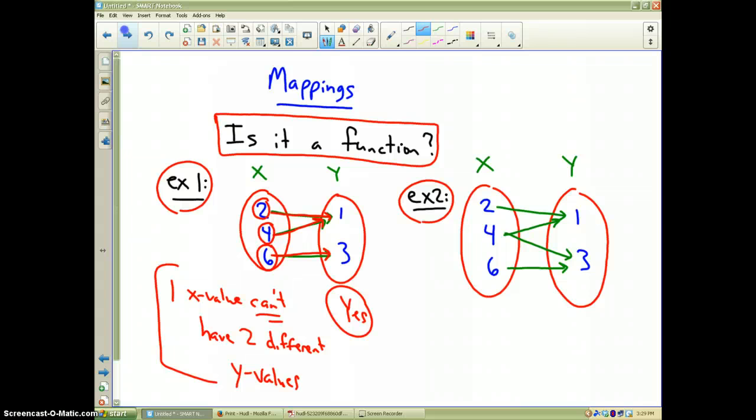However, example 2, the number 2 goes to one value of y. That's okay. However, our major difficulty is the number 4 because it goes to both the number 1 and the number 3. This represents something that is not a function because this number 4 cannot have two separate y values.